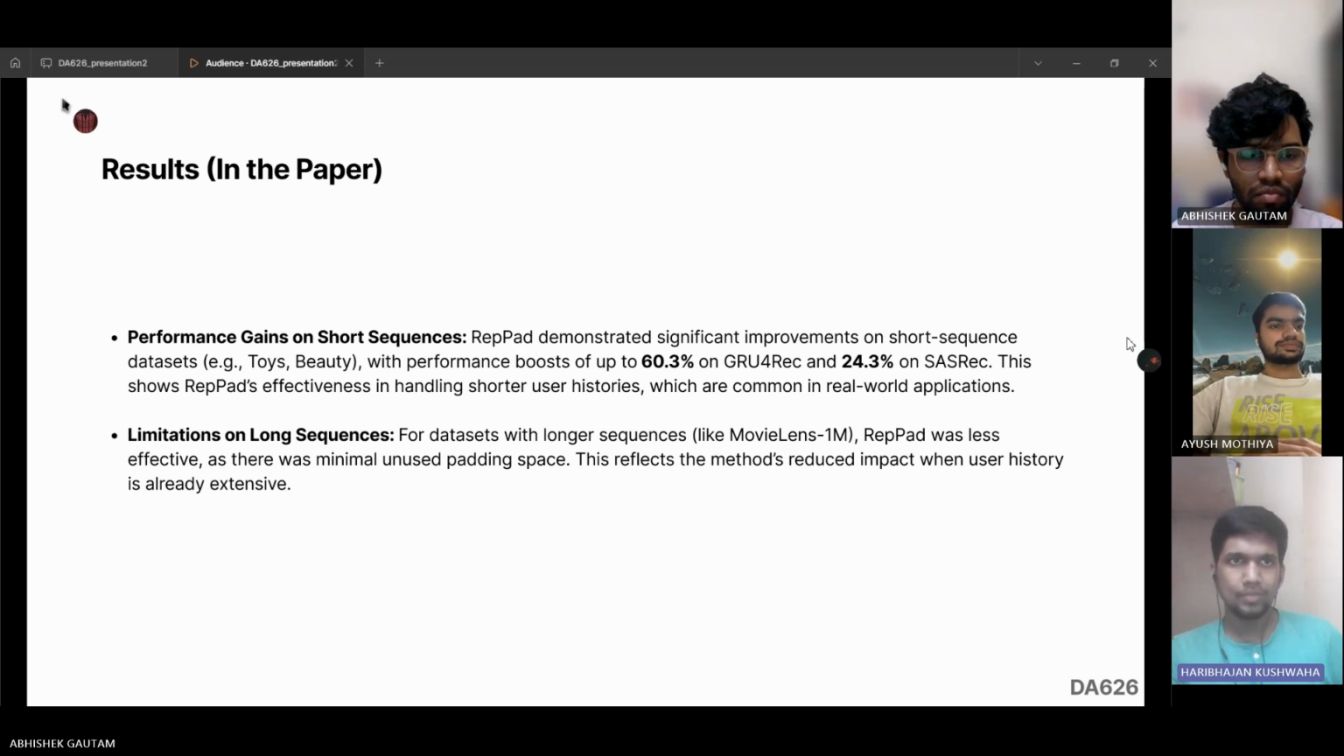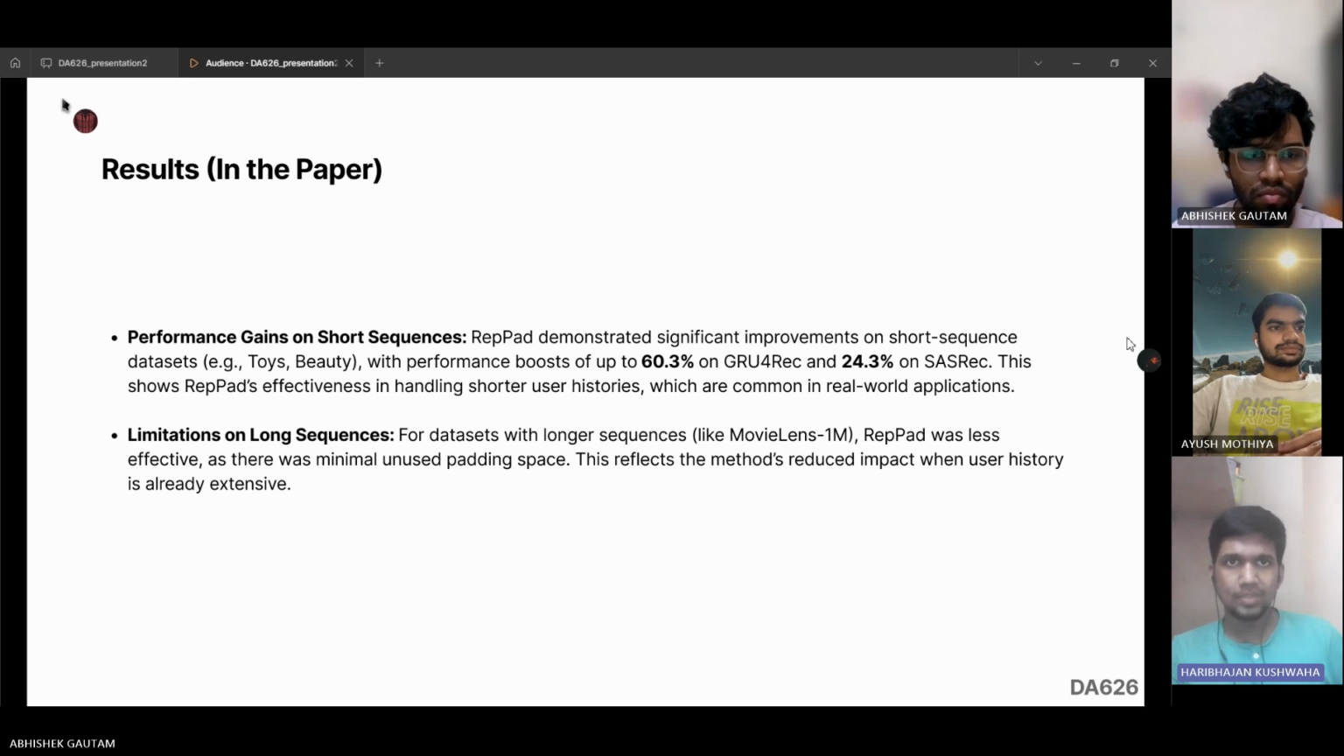However, RepPad wasn't as effective on datasets with longer sequences, such as MovieLens, where user histories are much more extensive. In these cases, there was already minimal unused padding space to begin with. As a result, the impact of RepPad was reduced and it didn't lead to significant improvements. This highlights an important limitation.